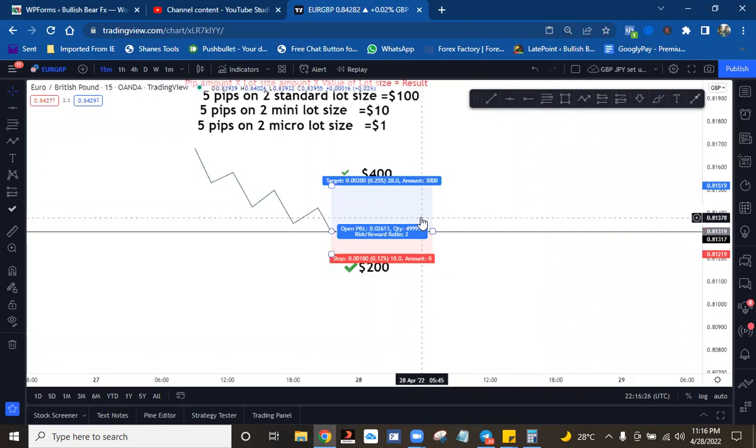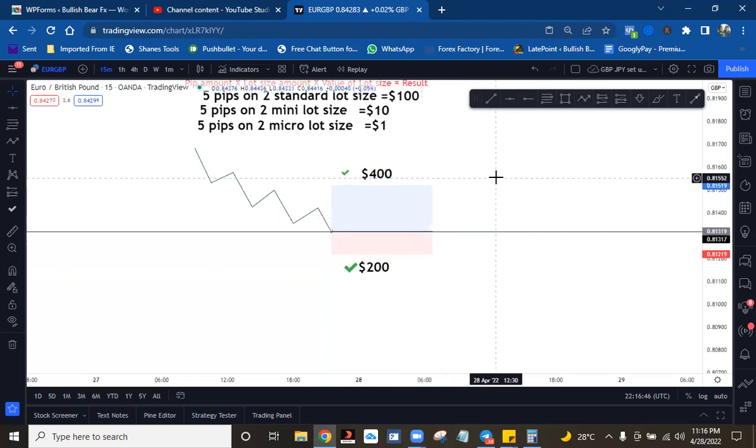As a trader, your stop loss is just 10 pips, and you lost $200. What's the secret there? The secret is, in other words, 2 standard lot size.